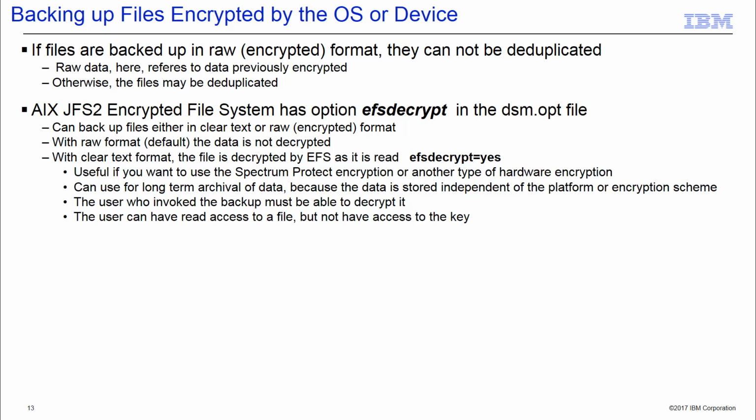That is the default. With clear text, the file is going to be decrypted by EFS as it is read by Spectrum Protect. This is going to be useful if you want the Spectrum Protect encryption to be utilized, or other hardware encryption like the tape drives, or if you plan on keeping a long-term archive of that data and don't want to have to worry about keys. Now, the user who invokes a backup must be able to decrypt the data. They must have permissions to do that, and this is usually read access to the file.